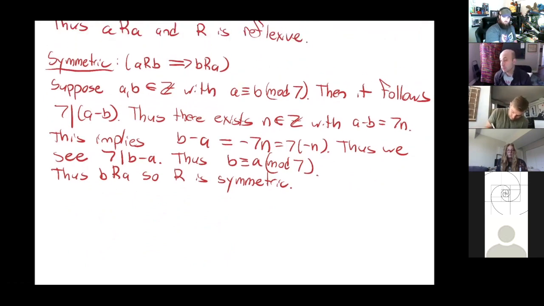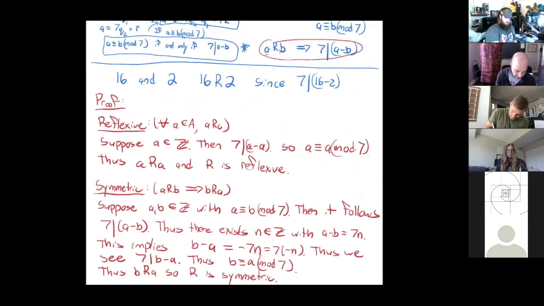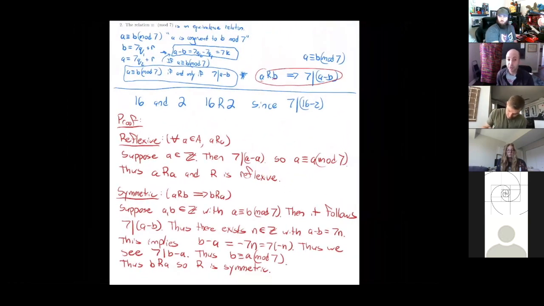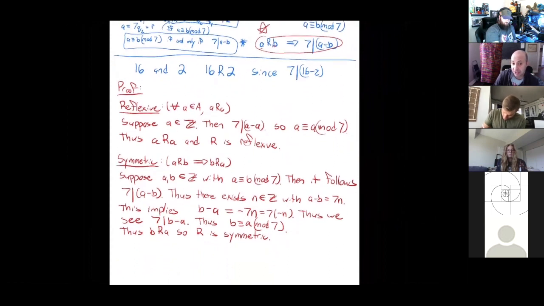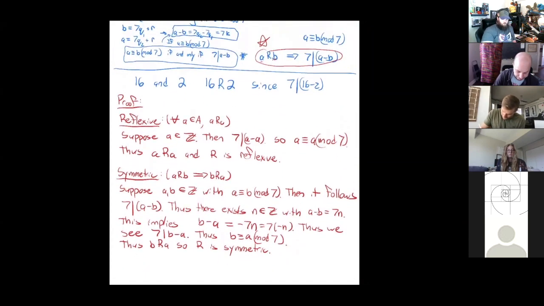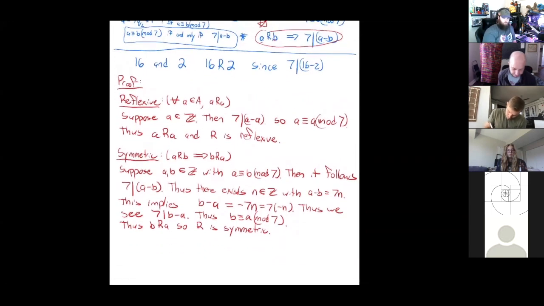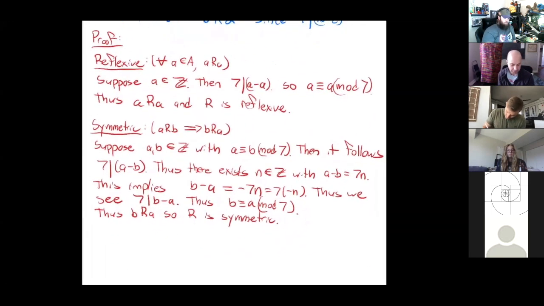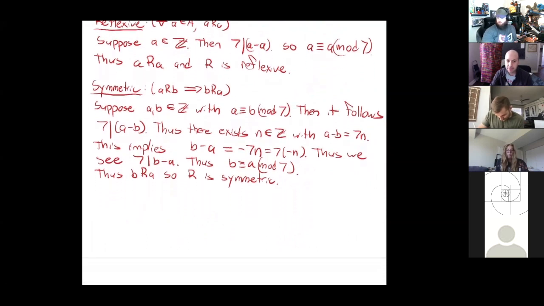Just using that definition of equivalence mod 7 that we started the discussion with. So we're using that as our definition of what the relation is. So basically, we just showed that if 7 divides A minus B, then it also divides B minus A. So that makes it symmetric. Any questions about that piece of it?